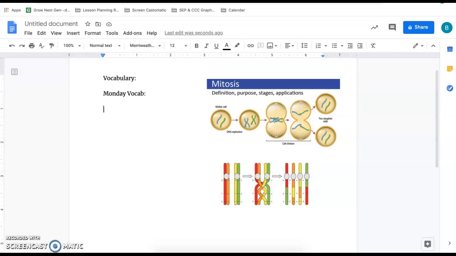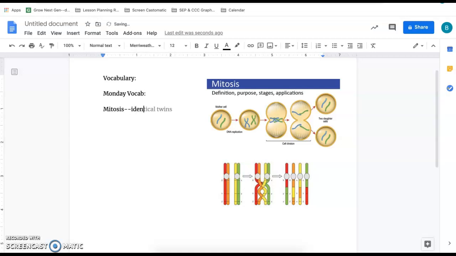So for Monday, we're going to be talking about mitosis and meiosis, basically. And then we're also going to define nucleus as well. So mitosis is a form of cell division, and if you did your comparing mitosis and meiosis worksheet from last week as kind of an introduction, you probably have learned a little bit about it.